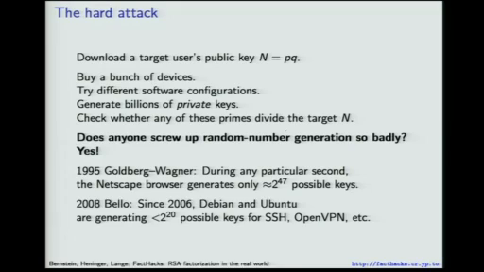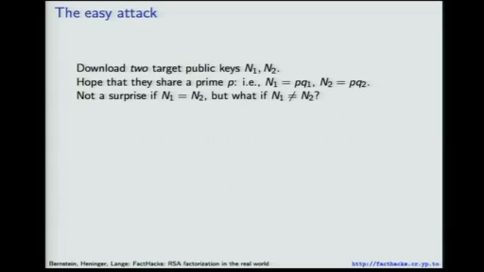Wouldn't it be nice if there was a systematic way, without having to do a lot of work to look at each device, each piece of software, to just magically figure out if there are any primes out there generated from bad random number generators. And you can imagine, here's the easy attack. Here's the systematic way to do this.